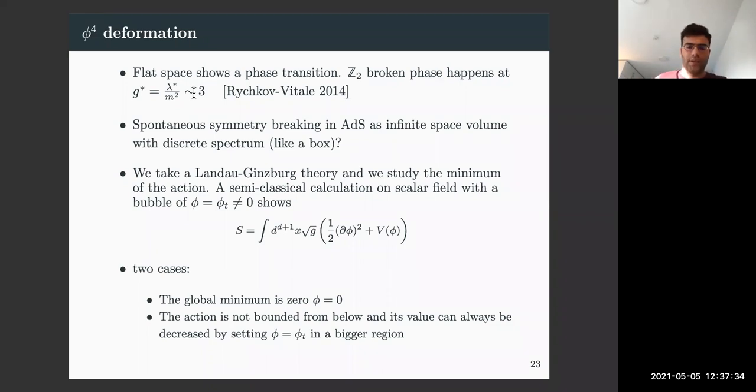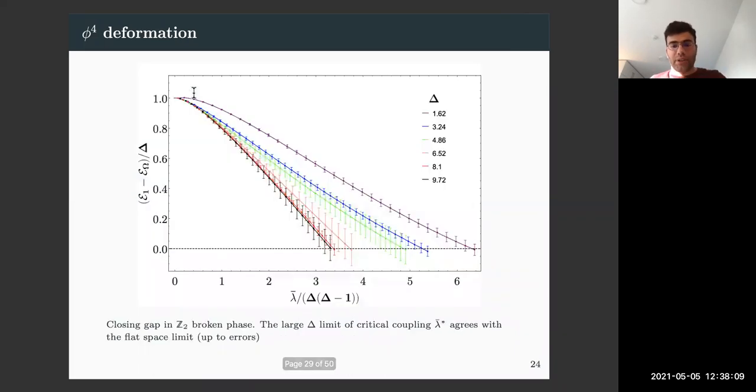One is that the global minimum is just 0 and phi is 0 everywhere. Or, if we have a bubble of phi_t and we increase the volume of this bubble and this bubble becomes bigger, the action decreases, and that means this bubble wants to become bigger all the way to the boundary. So we also see that the spontaneous symmetry breaking happens in AdS as either you have all phi equal to phi_t or phi equal to 0. And then this is the result of Hamiltonian truncation when you have phi^4 deformation.